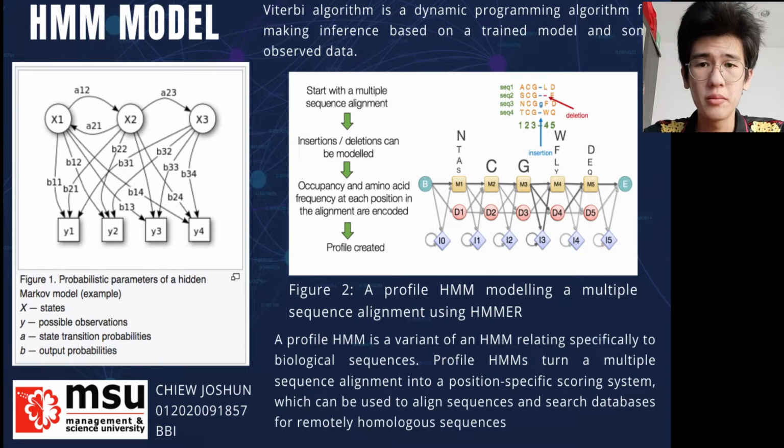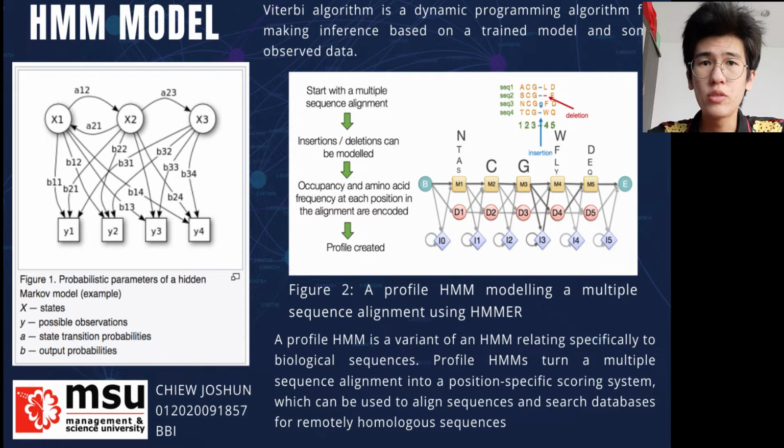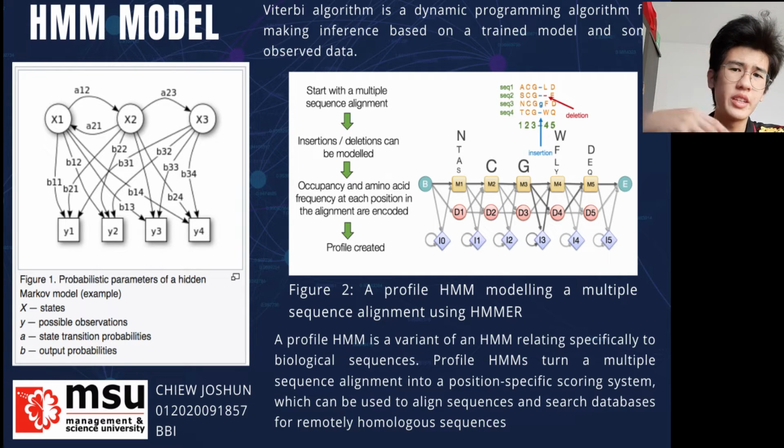As shown in figure 2, this is about bioinformatics. This is a profile HMM, which models a multiple sequence alignment, MSA, using HMMER. You start off with the multiple sequence alignment, and then the insertion and deletion mutations can be modeled, because it is trying to predict the probability using the outcome. The occupancy and amino acid frequency at each position in the alignment are then encoded, and the profile is created, meaning the HMM model is created for that MSA.